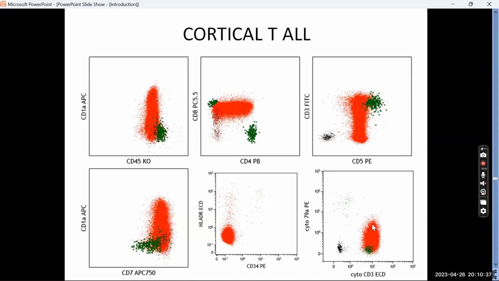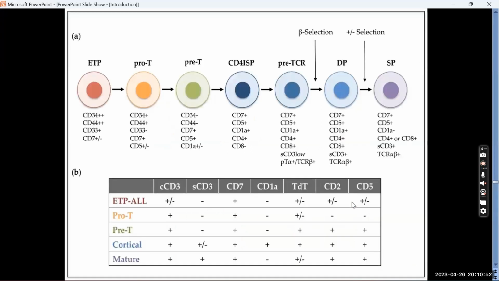And one more thing, you can get aberrancies. Here this population is showing a very dim CD79a. You should not call these mixed phenotype acute leukemia. There is something called lineage specific markers, which I'll discuss later. I don't want to dump everything now. So again, as we saw with B-ALL, T-ALL also can be classified based on flow cytometric findings.